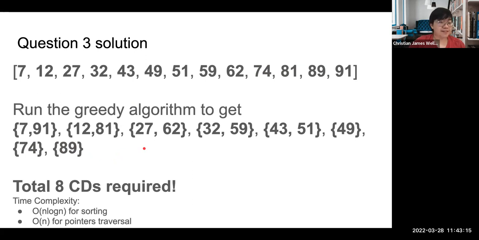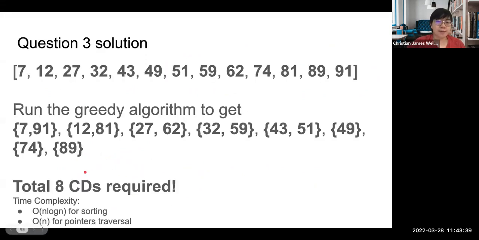The time complexity for this is O(n log n) for sorting, and it only takes O(n) for pointer traversal. You can think of it as the left pointer only advancing through the entire array once, and the right pointer only traversing the entire array once. So in total, this takes O(n log n) time. This whole algorithm of finding the optimal number of CDs only takes O(n log n) time.